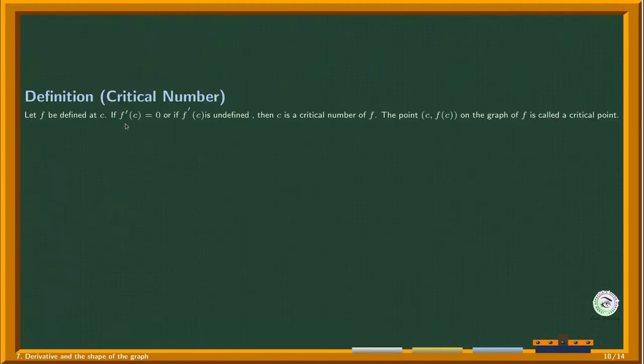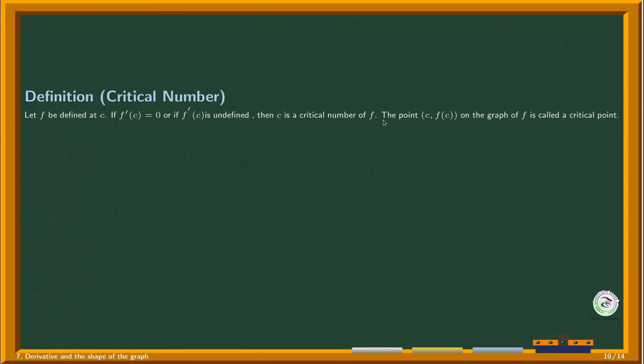Let f be defined at c. If the derivative at c is 0, or if the derivative is undefined at c, then we call this c a critical number. So the function has to be defined at c, and the derivative has to be either 0 or undefined at c. Then c is a critical number.